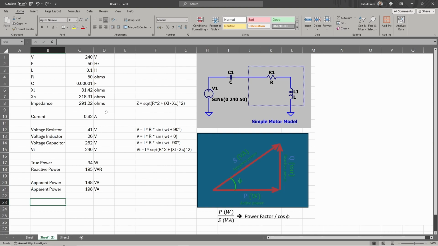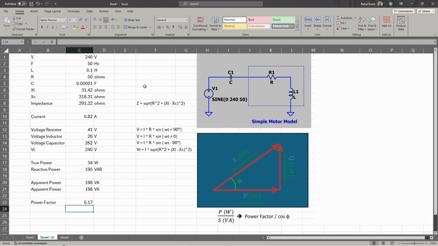Next, we can calculate the power factor for this circuit, and that is equal to the true power, which is in the resistor, divided by the apparent power. So we get a power factor of 0.17 for this circuit with a 1 microfarad capacitor.